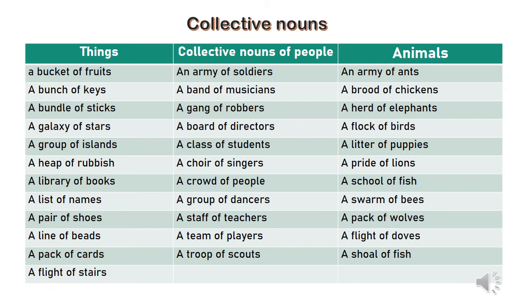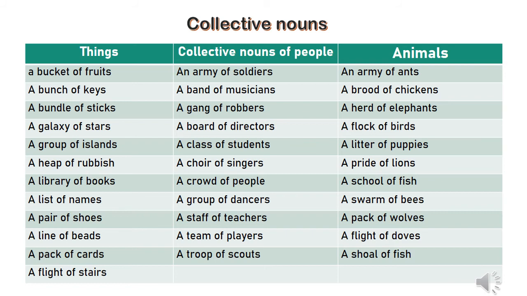Read the list. Four things. A bucket of fruits. A bunch of keys. A bundle of sticks. A galaxy of stars. A group of islands. A heap of rubbish. A library of books. A list of names. A pair of shoes. A line of beads. A packet of cards. A flight of stairs.